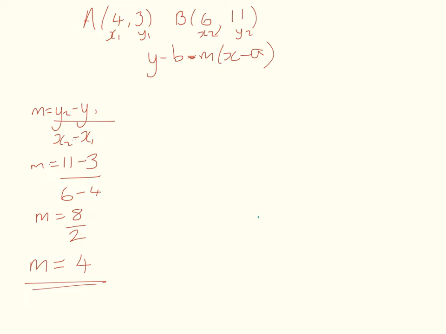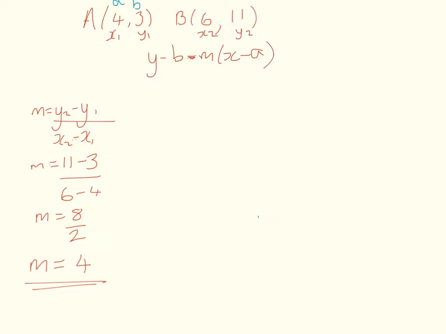So now that I've got the gradient of 4, I now need just to choose which is going to be a and b. You can choose either set of coordinates. Generally, I would advise to try and choose the coordinate set that has the most positive values. Both of these are positive, so it doesn't really matter which. For ease's sake, I'm just going to choose this one. So this is going to be a, and this is going to be b.